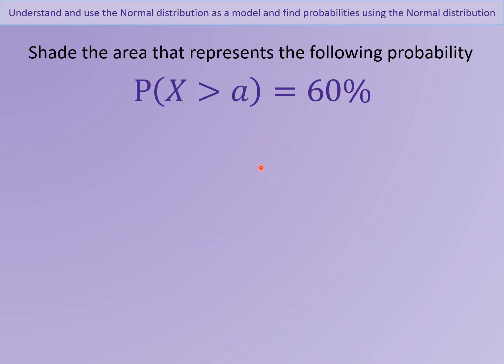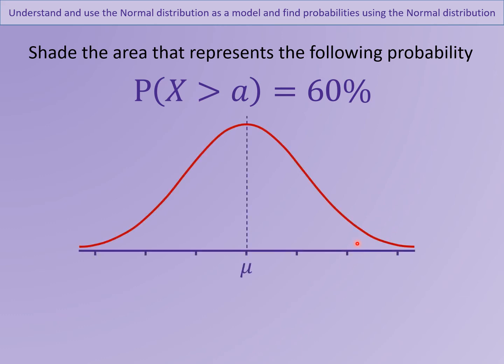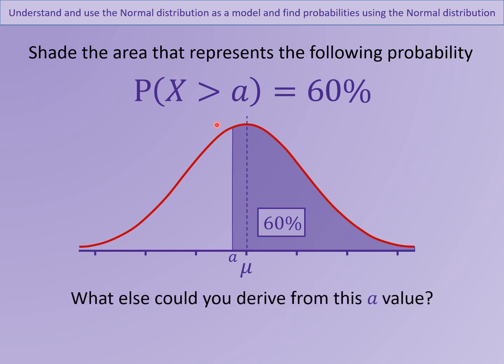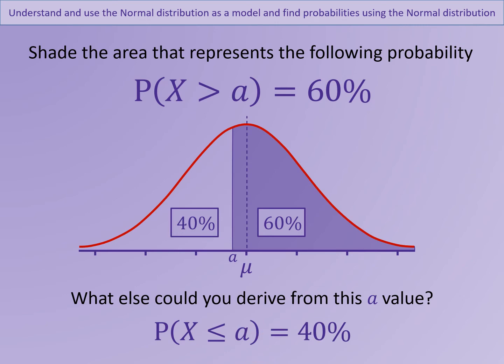Okay, all right, try this one then. Greater than A is 60%. That's a little bit more interesting. So greater than A is 60%. So it's going to be that. There's 50%. Greater than A, we know it's greater than, so it's shaded on that side. 60% means it has to be the 50% and more. How else could you ask that question? How else could you derive that A value? And yes, you're right. Less than or equal to A is 40%. They're exactly the same A value, just there.